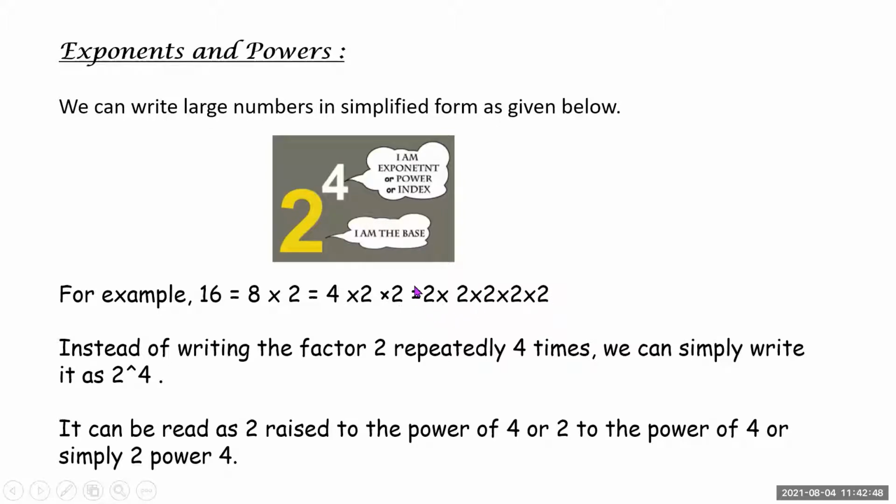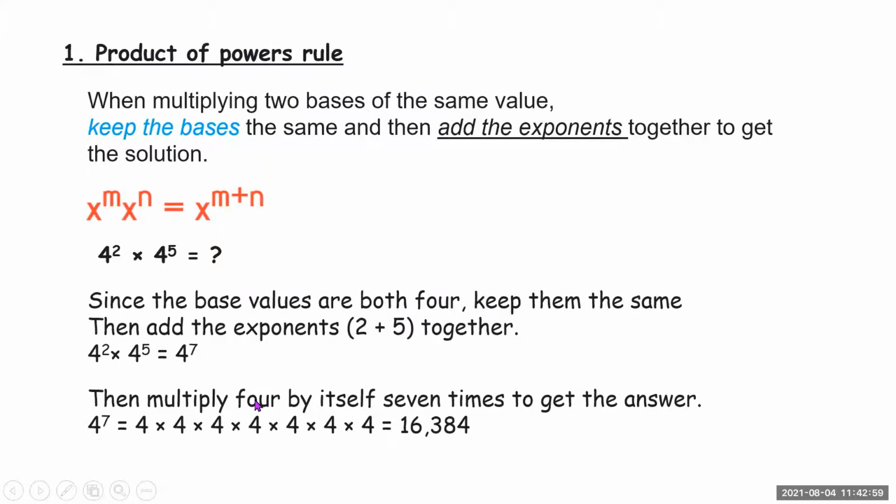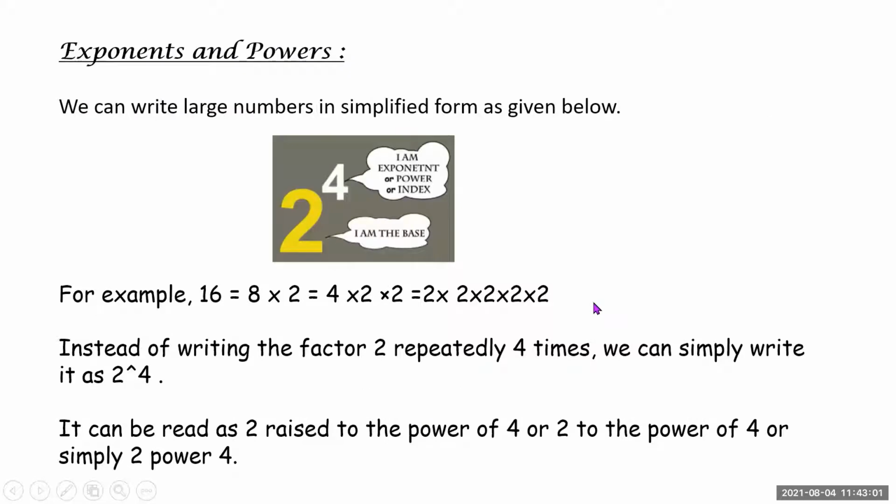Is it correct? 2 times 2 is 4, 4 times 2 is 8, 8 times 2 is 16, 16 times 2 will be 32. So this number should not be there. This is 16. If you add one more 2, it becomes 32. So you should be careful in expanding these numbers. Then only your answer will be correct.